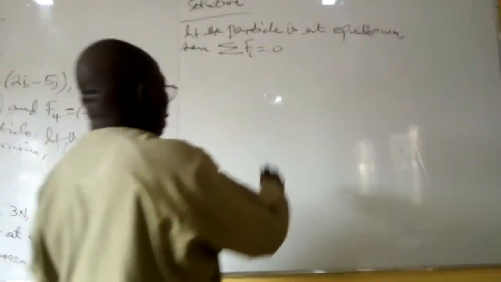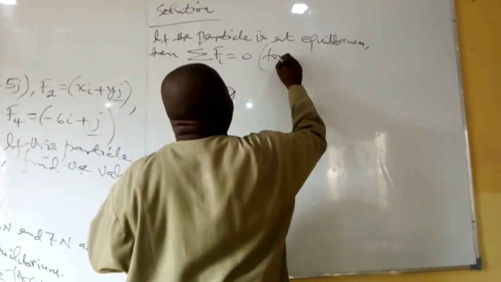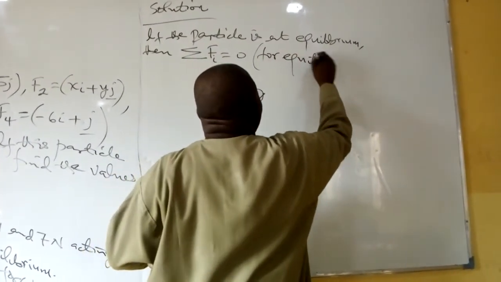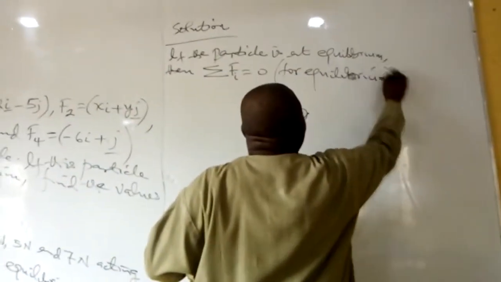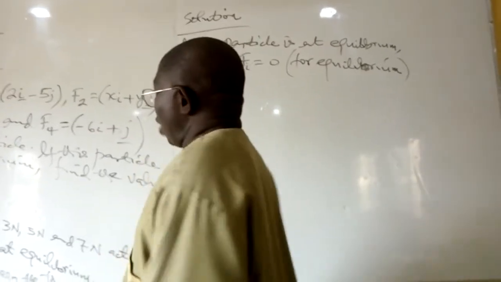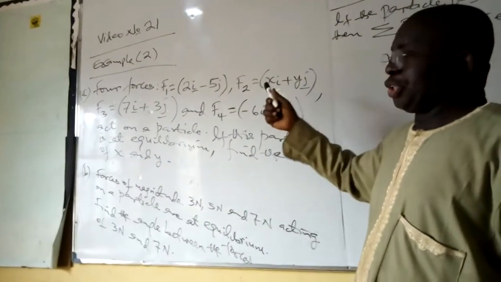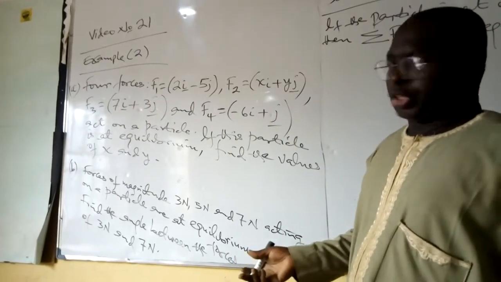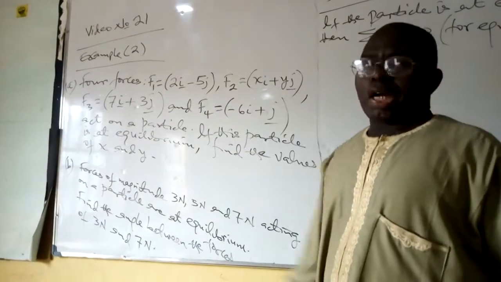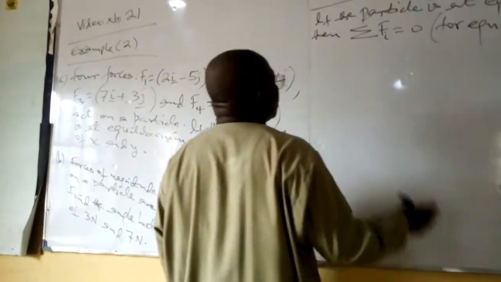Why? For equilibrium. So let me explain here. When forces are given in vector form, in this case ij notation, you don't need to find the horizontal component or the vertical component again. Just add the forces directly and equate it to 0. That is the procedure.